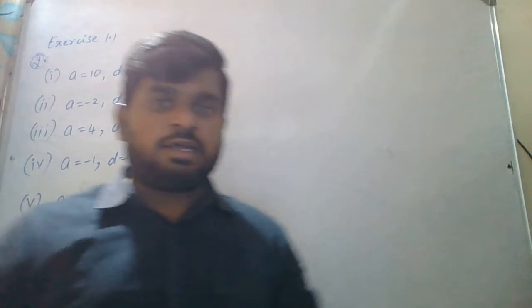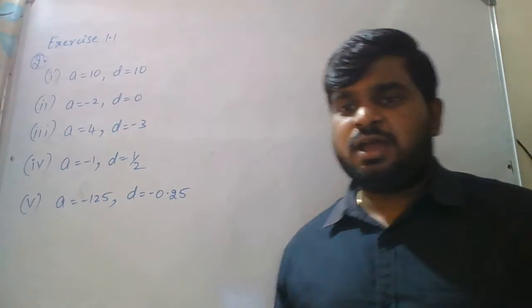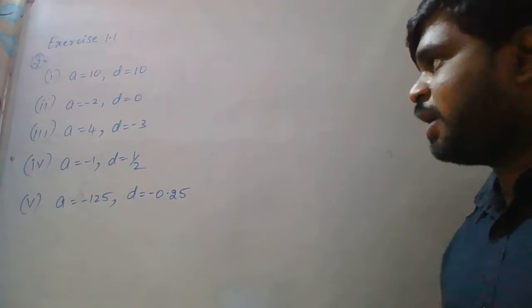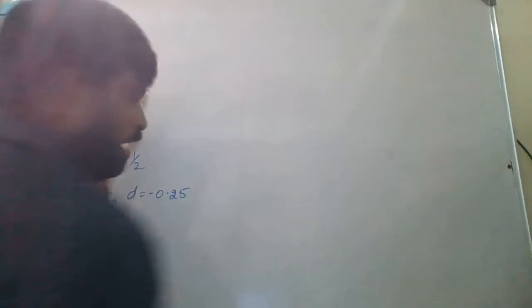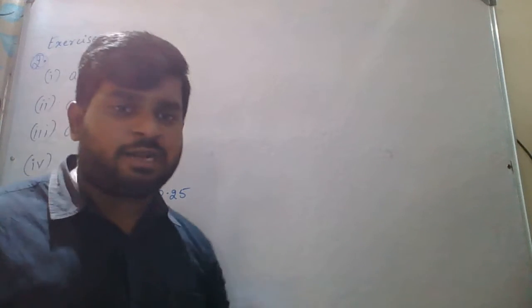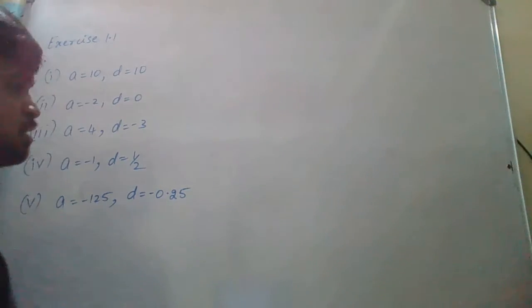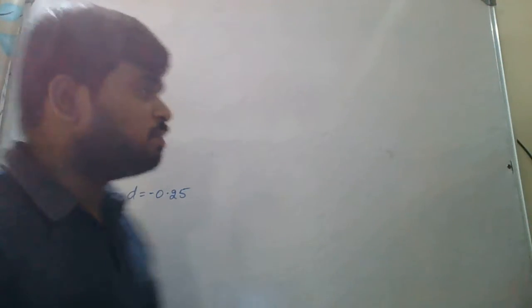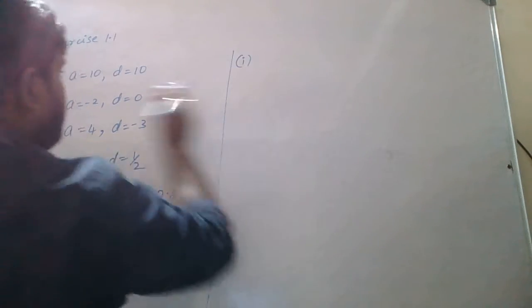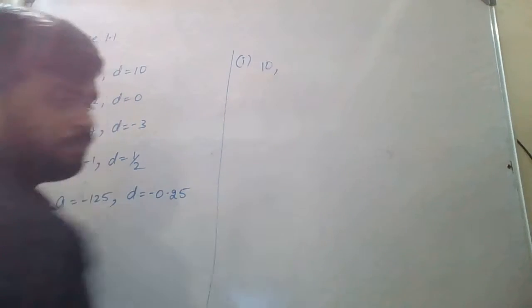So students, in the third main, they have given you the value of A and D. We have to find the next 4 terms. Now if you know the value of A and D, we can easily find any term. That's what I said in the introduction video, that when you know the value of A and D, you can find any term that you wish. So here they are asking us the first 4 terms. In the first question, our A value is 10, D value is also 10. So the terms will be 10.